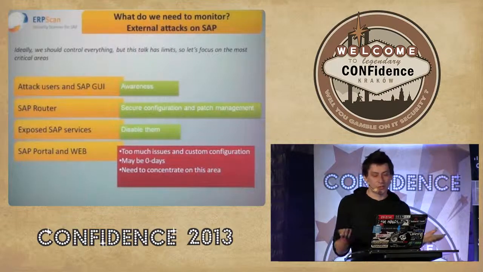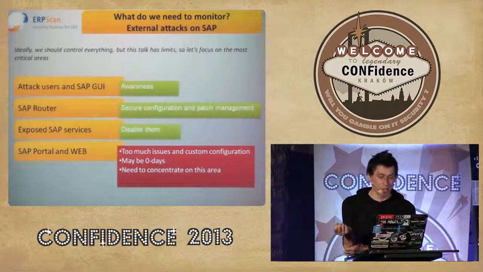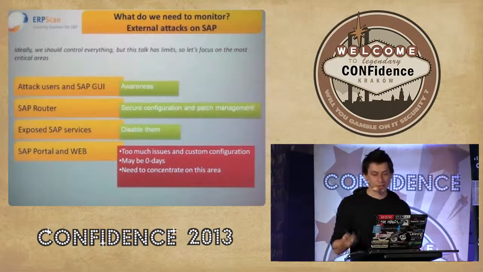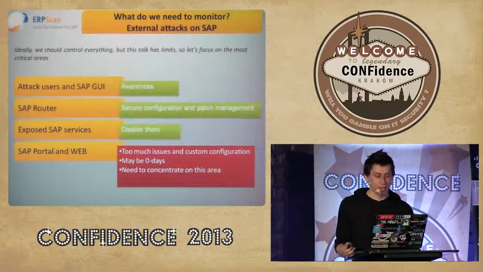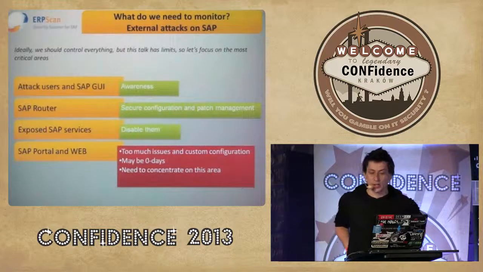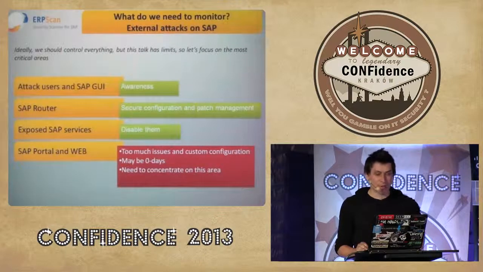There exist at least four main entry points for attackers. First of all, attacks on client-side services like SAP GUI and SAP users. For the solution to this problem, I think it's awareness of users. Next one, SAP Router. It's a little service like a proxy which often controls access to SAP from the internet. Secure configuration and patch management will be the solution against attacks, especially patch management. If you saw our latest advisories, you can see information about remote code execution in SAP Router. So don't forget about patches.